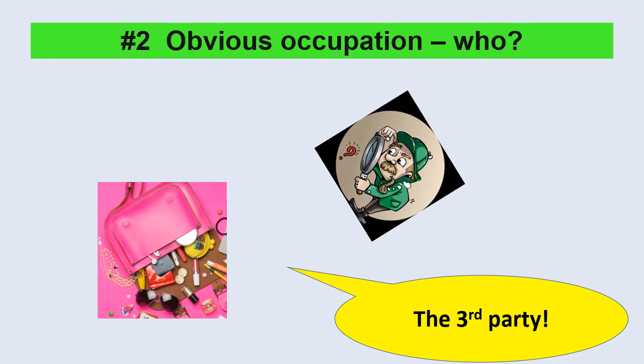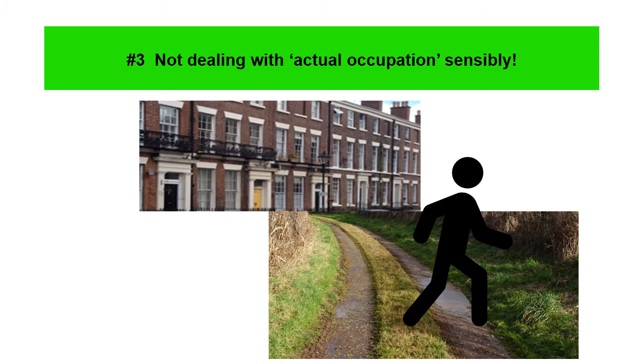Now, the third error, it's not particularly common, but it is so serious that it's worth a mention. So I have seen answers where students have tried to argue that paragraph 2 applies where the third party isn't actually occupying the land over which they have the interest.